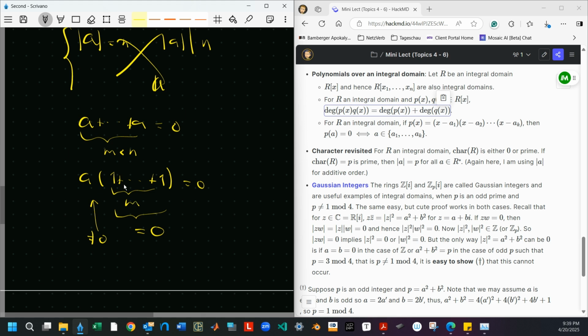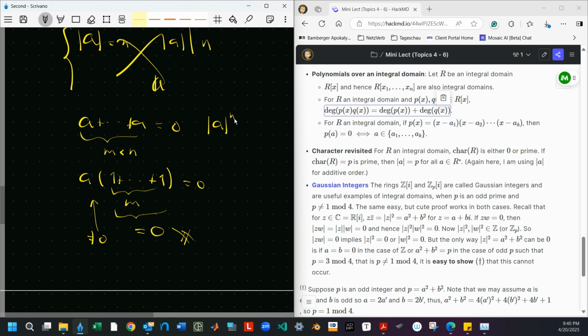And that would mean that m is equal to n. So m couldn't be less than n, right? It could be n, could be a multiple of n, but couldn't be less than n. All right, so that'd be a contradiction. So in an integral domain, everything has order n.